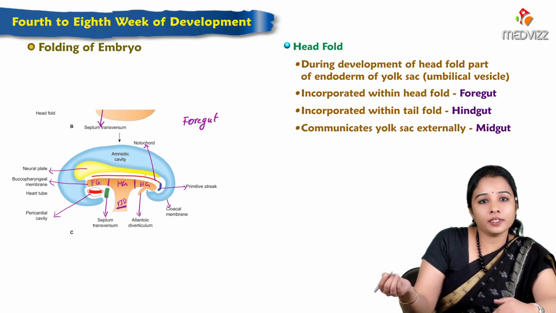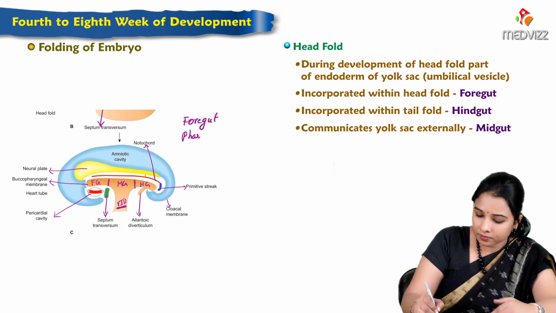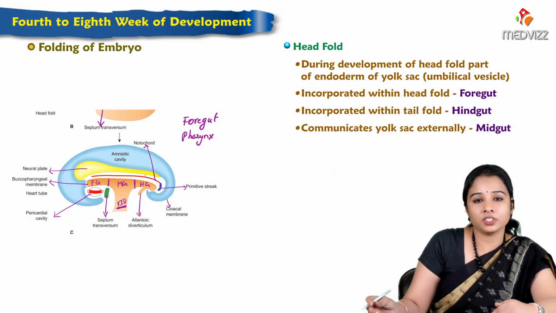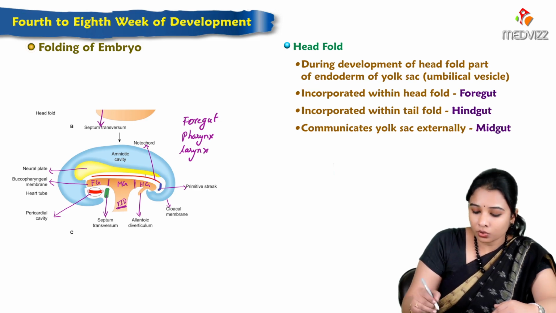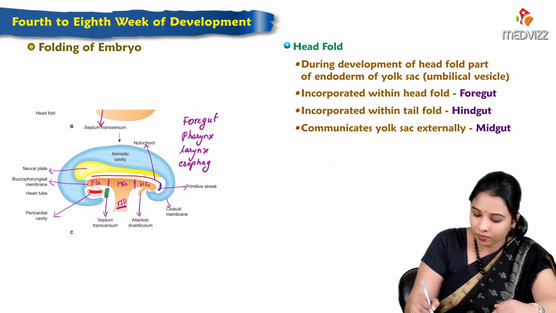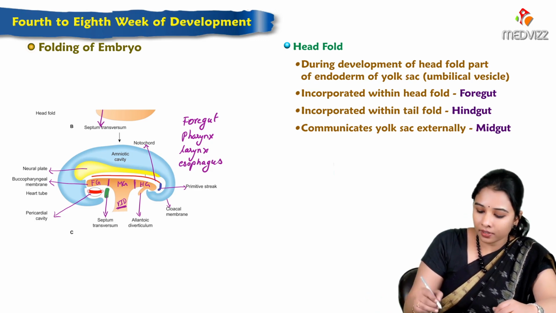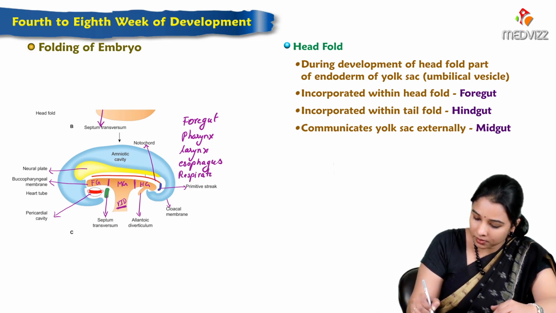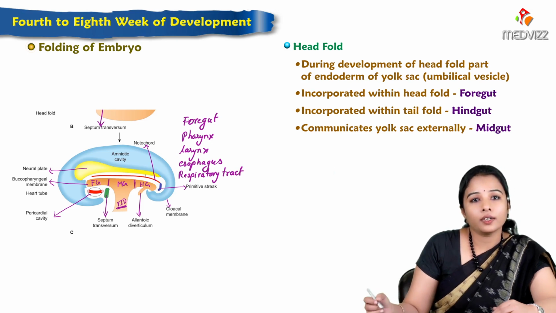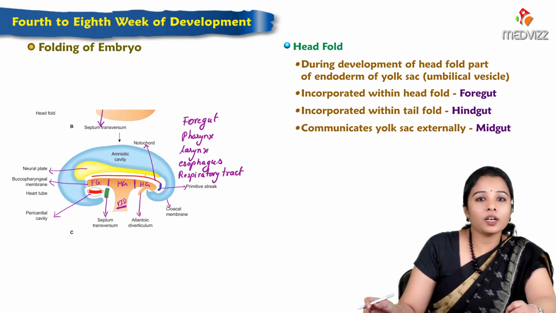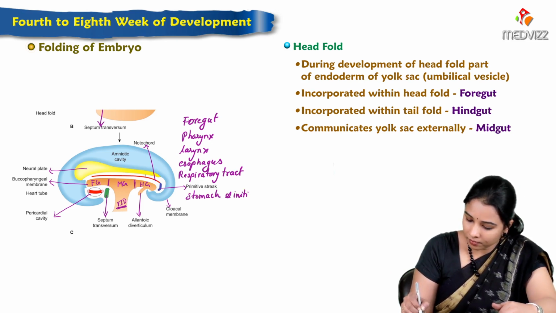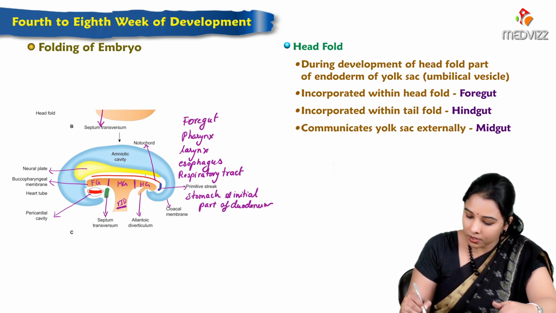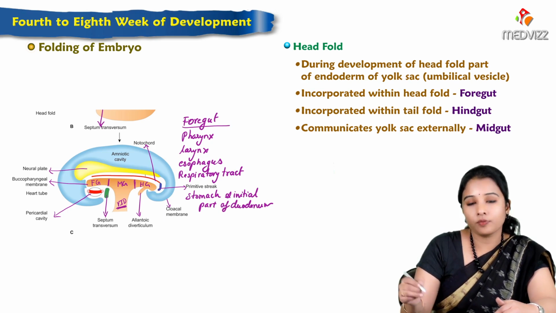So the foregut later forms the pharynx, where we see development of the pharyngeal arches. It forms the larynx. It forms the esophagus, the respiratory tract, and it also forms the stomach and the initial part of the duodenum. So all these are derived from the foregut.